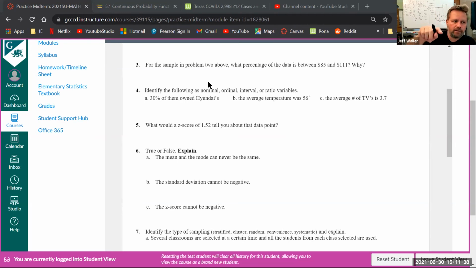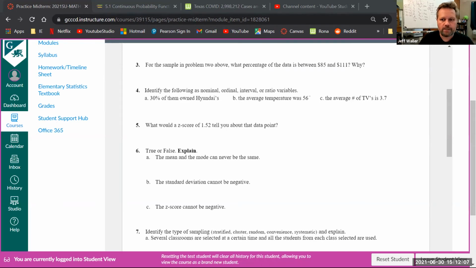Now, on the actual midterm, I'm going to say why. If you say it's ratio because it's the number of Hyundais owned, and 0 would mean none were owned, you guys with me? That's why the why piece is the most important part. So you could do either or. I told you guys before, there could be more than one answer because I wasn't specific enough here in terms of what the question would have been.